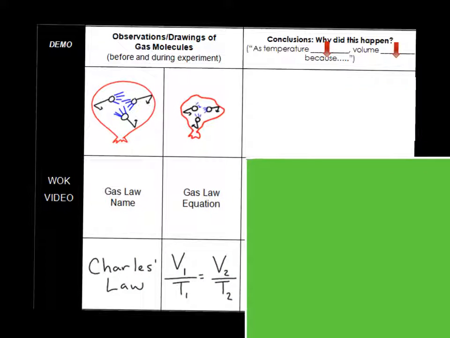Next, we want to say what law this applies with. The law that this one is Charles' law. And the gas law equation for this is V1 over T1 equals V2 over T2.